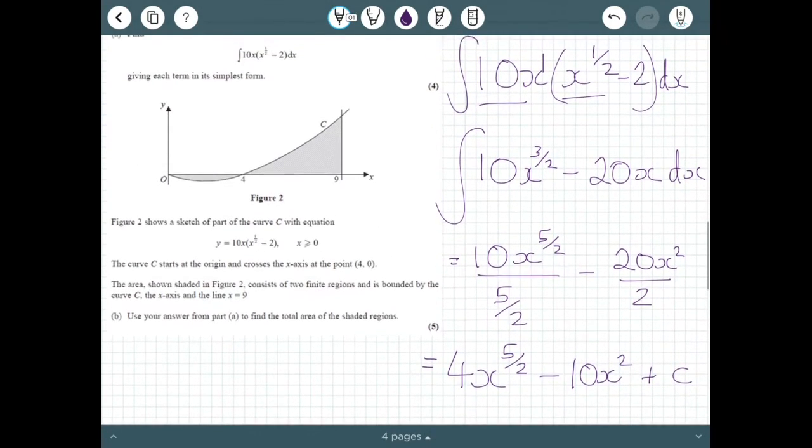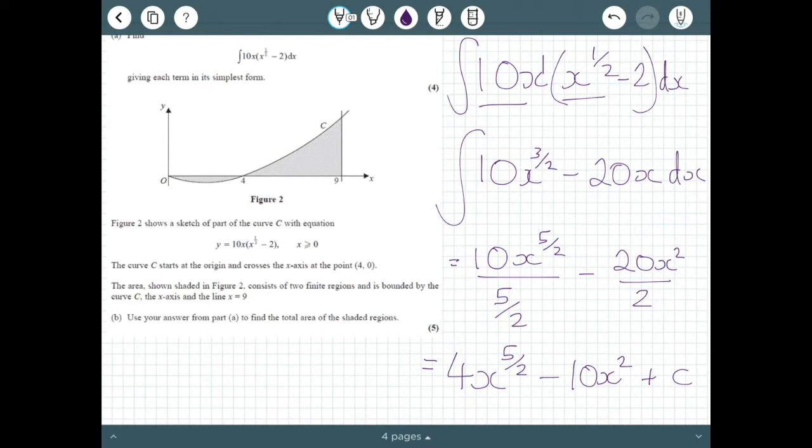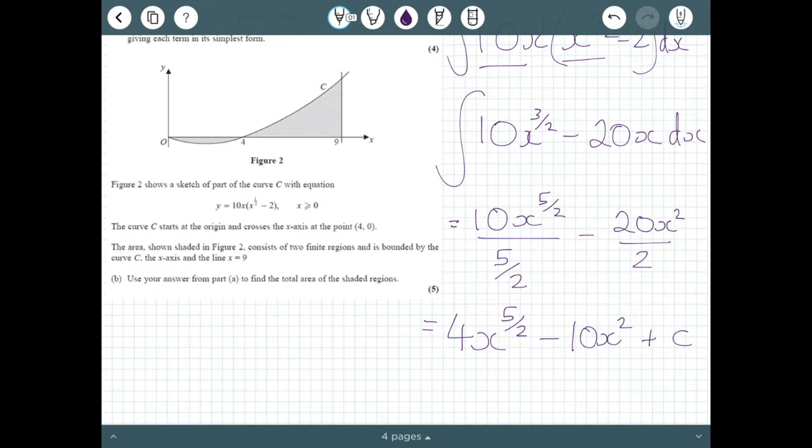Now for the second part of this question, you've been given a sketch. Figure 2 shows the sketch of part of the curve C with the equation, the one we've used beforehand. Curve C starts at the origin and crosses the x-axis at (4, 0). The area shown shaded in figure 2 consists of 2 finite regions, bounded by the curve C, the x-axis, and the line x equals 9. Now use your answer for part a to find the total area of the shaded regions.